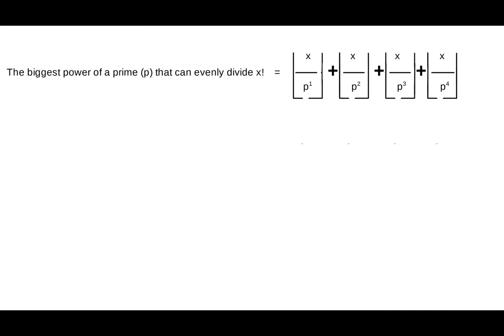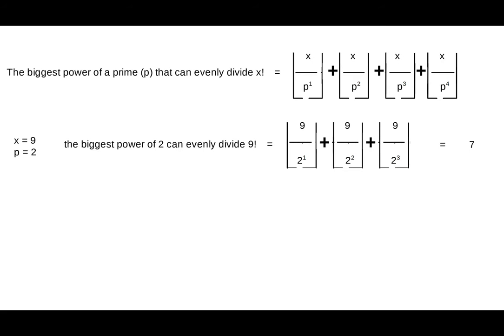Hi, today I'm going to be proving the property that the biggest power of a prime p that can evenly divide x factorial is equal to x over p to the power 1 floored plus x over p to the power 2 floored plus x over p to the power 3 floored plus x over p to the power 4 floored.